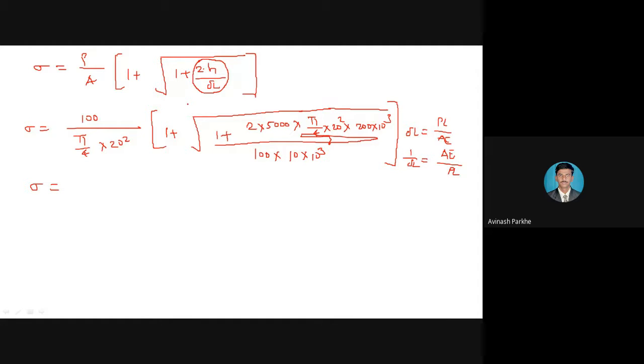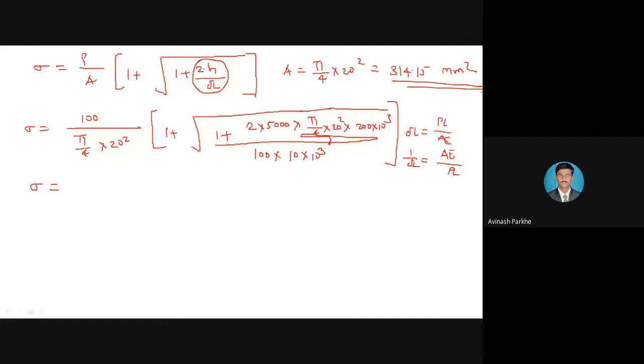If you calculate the cross-sectional area separately, pi by 4 d square, you will get the area. Area is equal to pi by 4 into 20 square, which is equal to 314.15 mm square. Cross-sectional area is equal to 314.15 mm square. So put all the values, with the cross-sectional area we have calculated separately, and find out the stress induced in the rod or the collar.